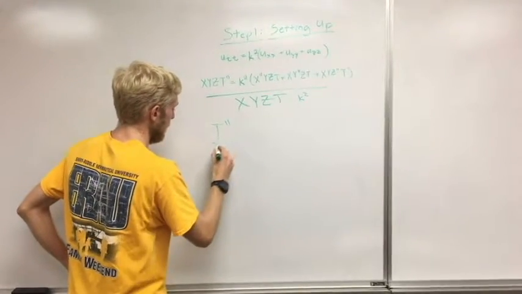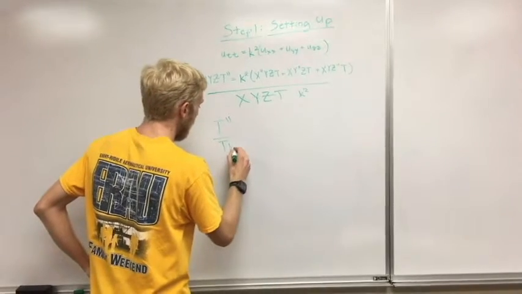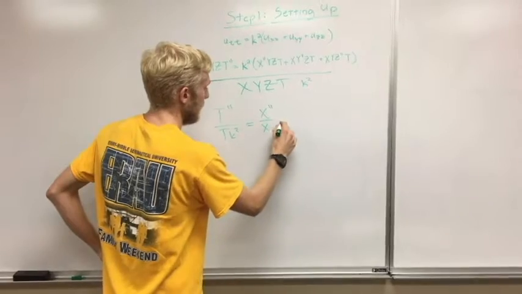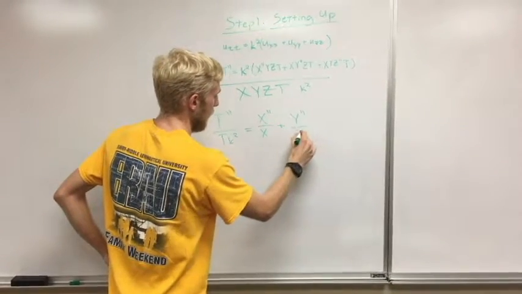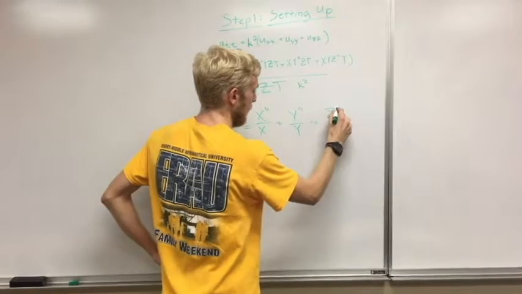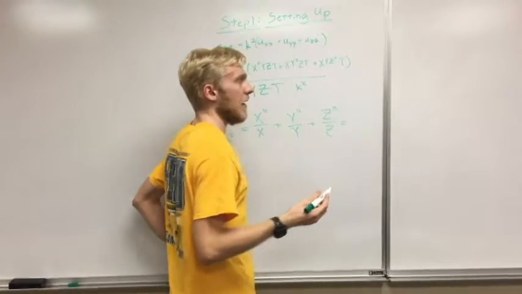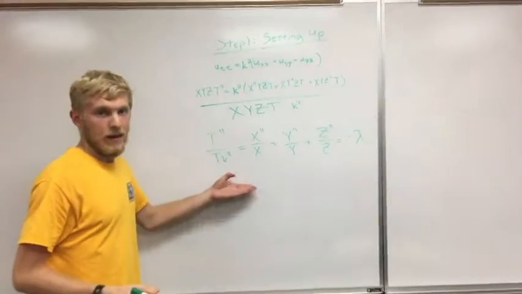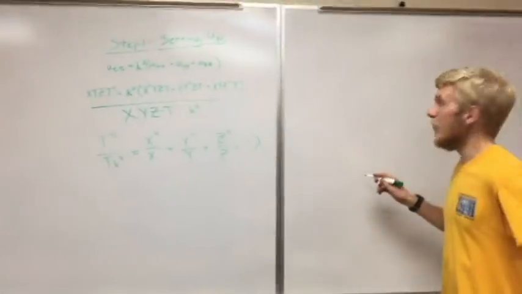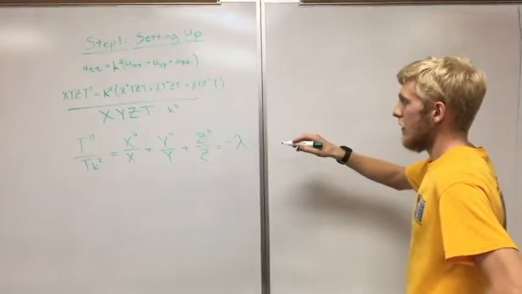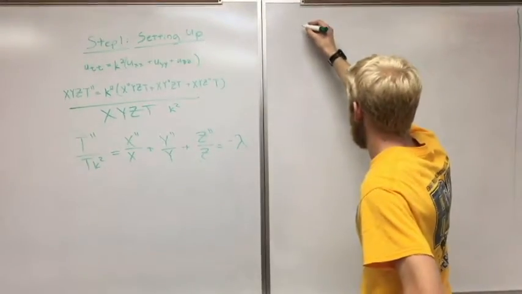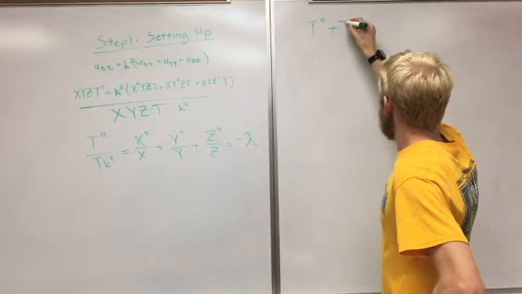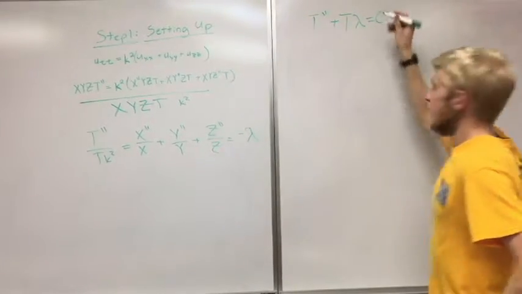This then yields T double prime over k squared T is equal to X double prime over X plus Y double prime over Y plus Z double prime over Z, which is all equal to some term negative lambda. From this point, we can rewrite these as 4 different equations. The first of which is just T prime plus T lambda is equal to 0.